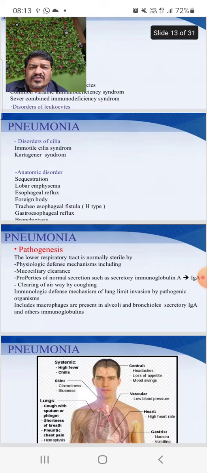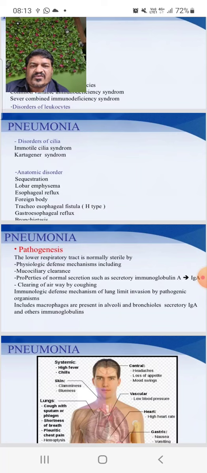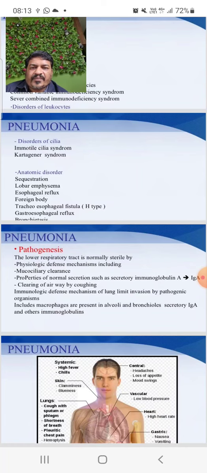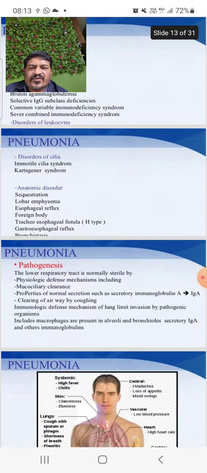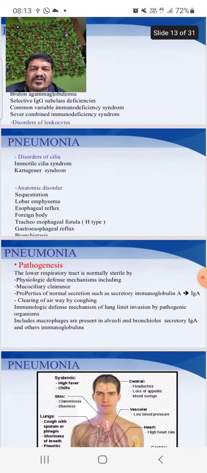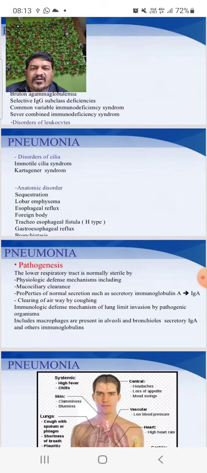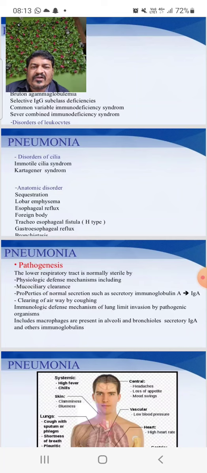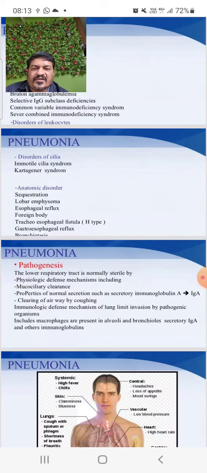The pathogenesis: the lower respiratory tract is normally sterile due to physiological defense mechanisms including mucociliary clearance, properties of normal secretions such as secretory immunoglobulin A, and clearing of the airway by coughing. Immunological defense mechanisms of the lung limit invasion by pathogenic organisms; these include macrophages present in alveoli and bronchial secretory IgA and other immunoglobulins.